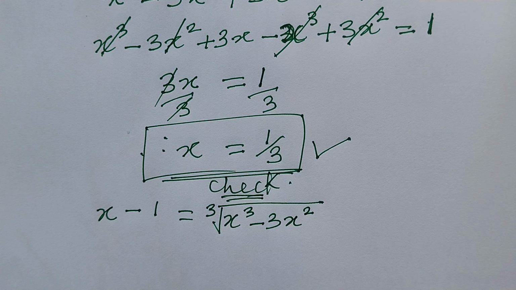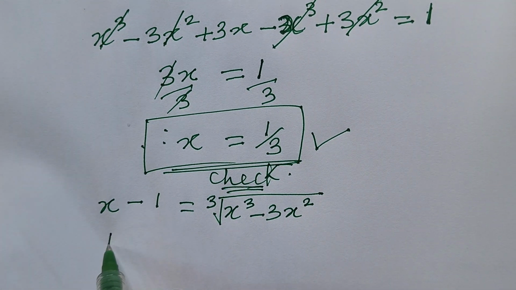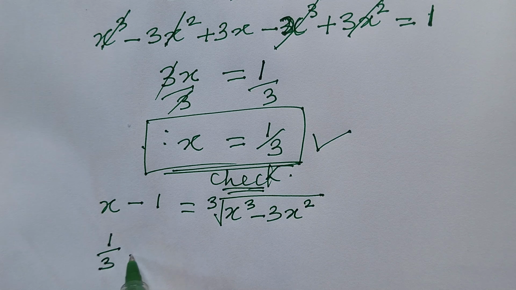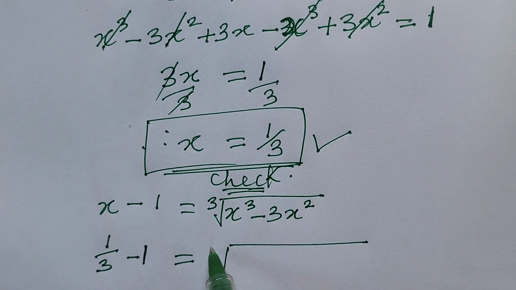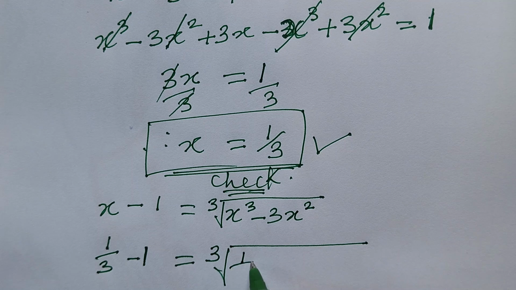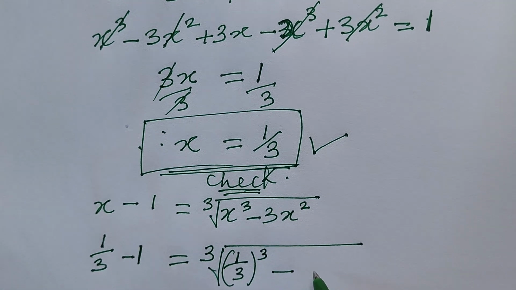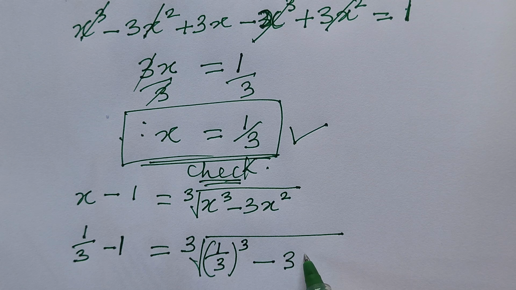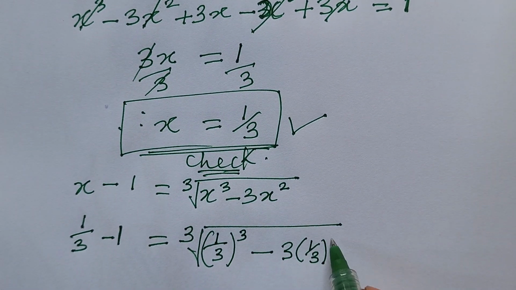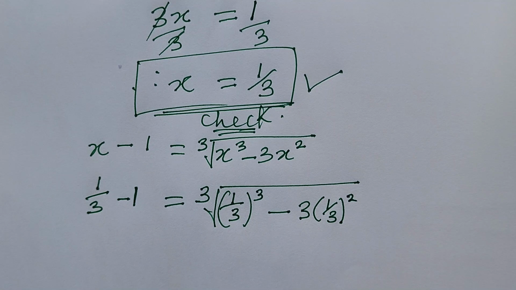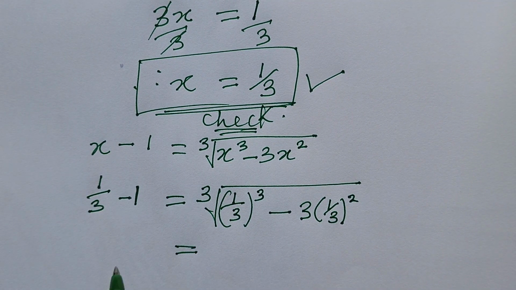So wherever we see our x, we put in this value. So we have here 1 over 3 minus 1. This is equal to the cube root of 1 over 3, all to the power of 3, then minus 3 into 1 over 3, all to the power of 2. Easy. So let's handle this side of the equation.